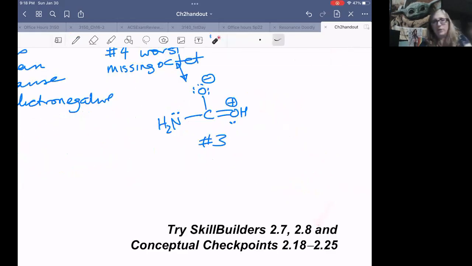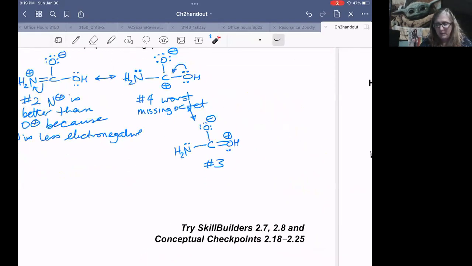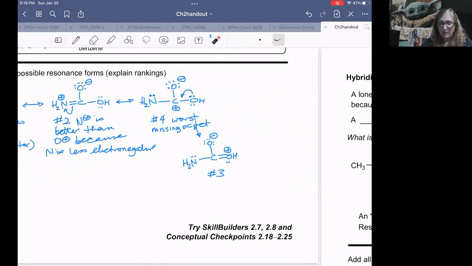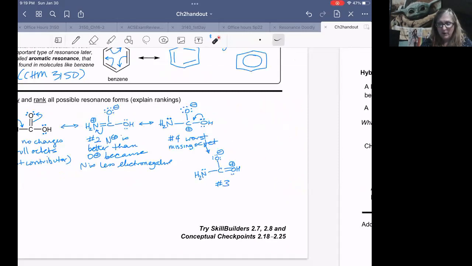Remember, the skill builders you're going to find as you're reading these sections of Klein. But some problems don't have a whole skill builder built around them. They're instead just described as conceptual checkpoints. So problems 18 through 25, those in-chapter problems, are called conceptual checkpoints instead, but you'll find those in Wiley Plus as problems to work on.